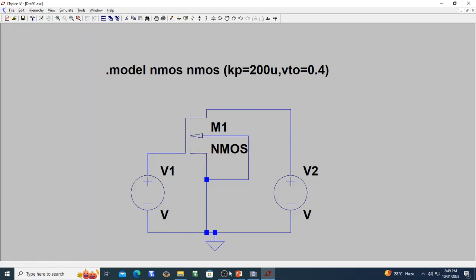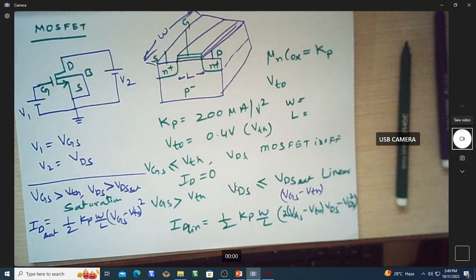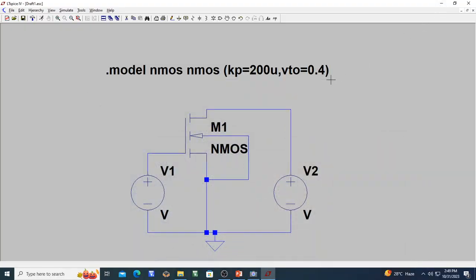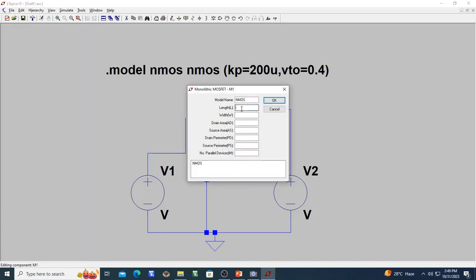So this is now the representation of this particular MOSFET, which has this KP and this VTO. And of course we have not yet defined width and length. So let us go back here and define what is width and length here. Let me specify length as 10 micro and width as 500 micro, so that W/L becomes 50.